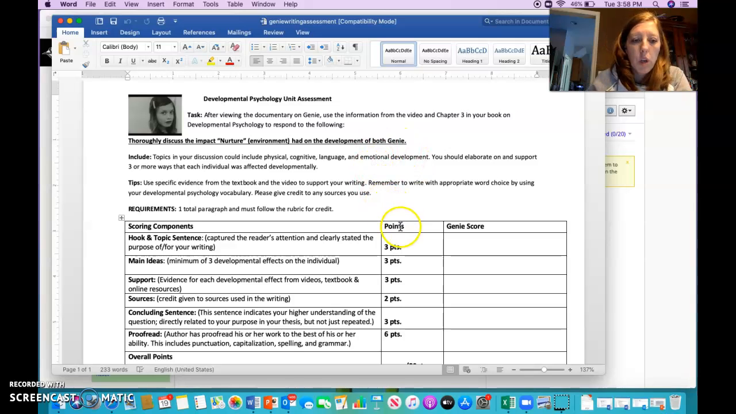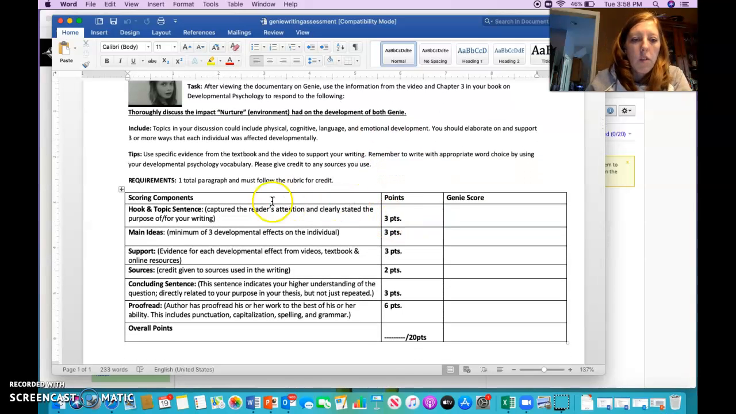So here's the scoring rubric. You've got a hook or topic sentence that draws us in. The main idea. So a minimum of 3 developmental effects. So like I said, you're pulling from physical, cognitive, language, and emotional development. You're choosing 3 of those, and you're going to elaborate on them and provide evidence from the videos, text, or online resources to support how those 3 aspects that you chose were affected. You're giving credit to your sources.